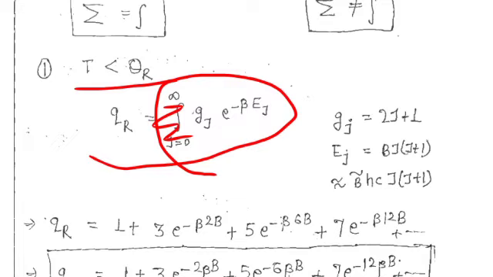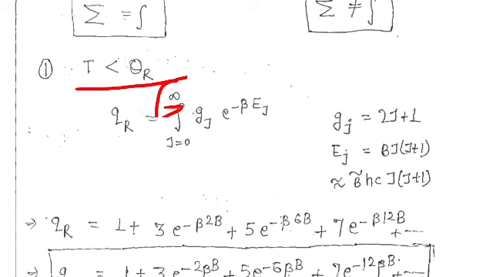So there was one mistake in my notes. If temperature is less than theta r, then summation cannot be equal to integral. By mistake I had written the integral, but it is the summation. So j equals 0 to infinity, g_j into e to the power minus beta E_j.